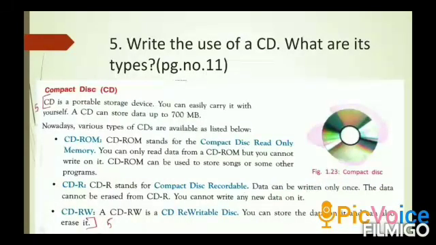The next question, write the use of a CD. What are its types? It is on page number 11. Answer. CD is a portable storage device. You can easily carry it with yourself. A CD can store data up to 700 MB. Nowadays, various types of CDs are available as listed below.